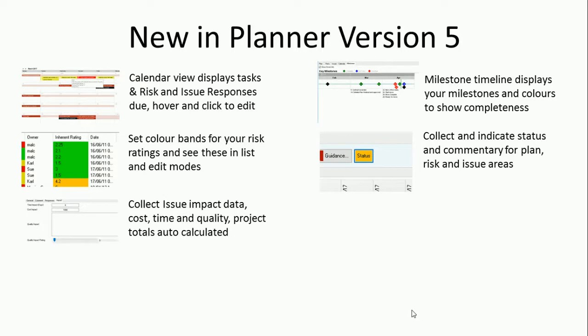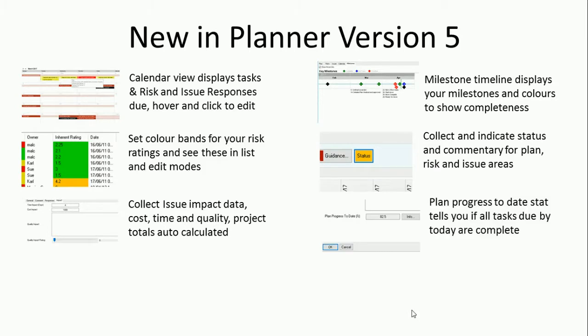So we're also collecting a whole load more information around issues. If you've got an issue which is likely to be a change or has a substantial impact on the project, you can record data about the cost, time and quality impacts, and those will also be rolled up at the project level. So very much like we have project risk scores rolling up the risks to the project level, we're going to do the same thing with issues as well.